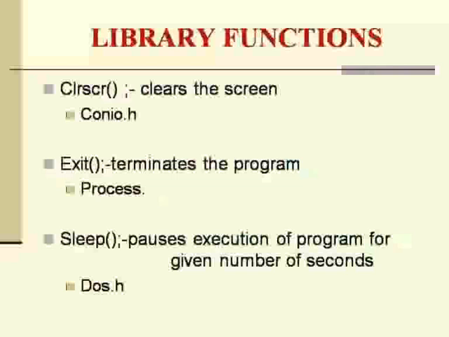Now next we move over to the library functions available in C. The first is the clear screen, which is available in the header file conio.h. This does the job of clearing the screen. For example, if you are running one program after the other, the previous program's output will remain on the screen. That will not allow you to see the current output clearly.